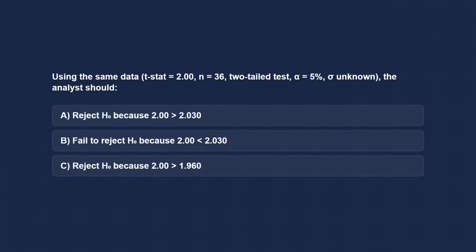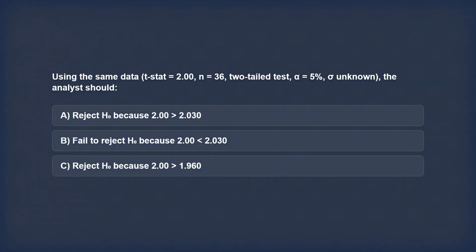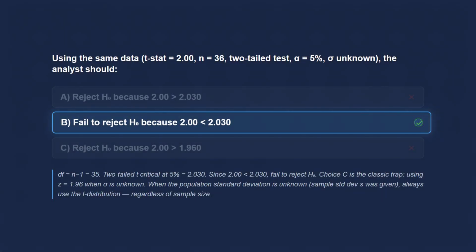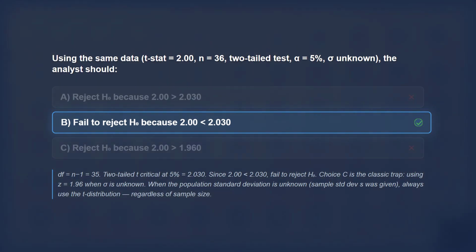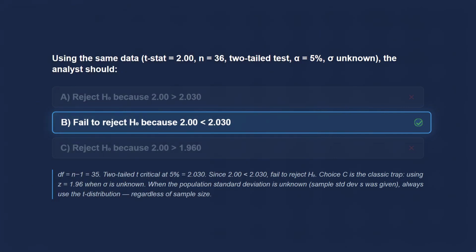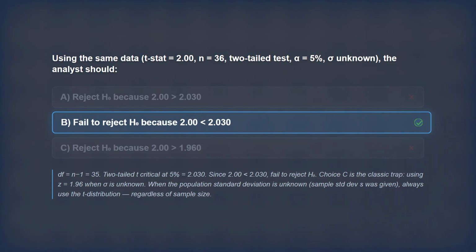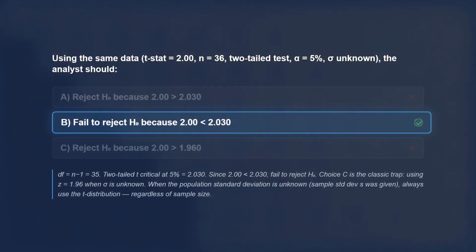The correct answer is B. With 35 degrees of freedom and a two-tailed test at 5%, the critical t-value is 2.03. Since our t-stat of 2 is less than 2.03, we fail to reject H0. Choice C is the exam trap, using the Z critical value of 1.96 instead of the T critical value. Since sigma is unknown, we were given S, the sample standard deviation, we must use the T distribution. Always T when sigma is unknown, regardless of sample size.